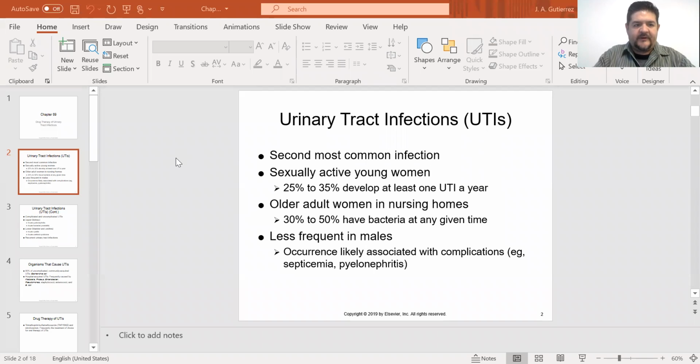Okay, here we are. So regarding UTIs, it is the second most common infection. In first place, we have upper respiratory tract infections, followed by UTIs. UTIs are more common in females than males, and the reason is the length of the urethra. In females, the urethra is shorter, so it's easier for bacteria to go up the urethra and invade the bladder.